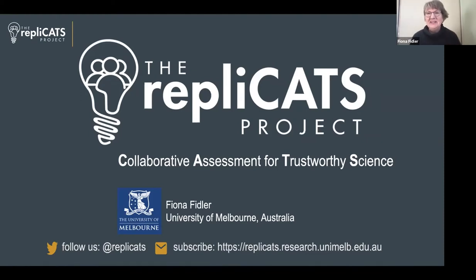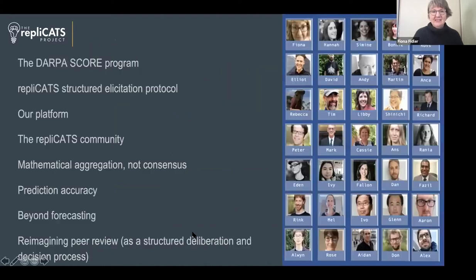I'm talking today about the Replicats project. So the CATS part of this acronym stands for Collaborative Assessment for Trustworthy Science. And this is a big project. Here's our wonderful team that is running as part of the DARPA SCORE program.